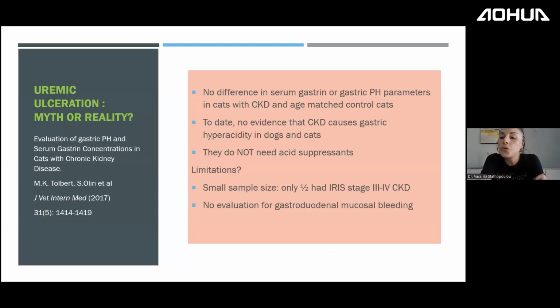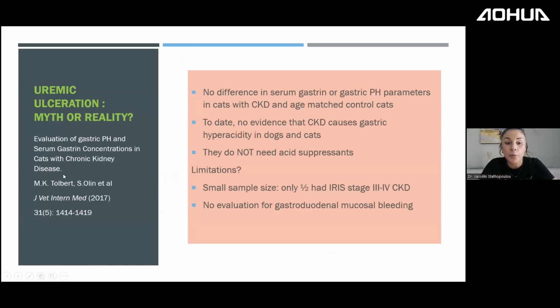Now, let's define a bit more about uremic ulceration. Is it a myth or is it a reality? Do we really have gastric ulceration out of kidney disease, chronic kidney disease? So there was this report in 2017 in the Journal of Veterinary Internal Medicine.